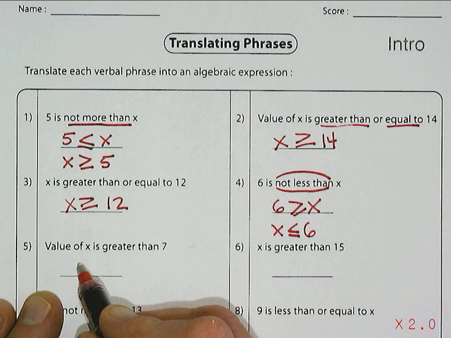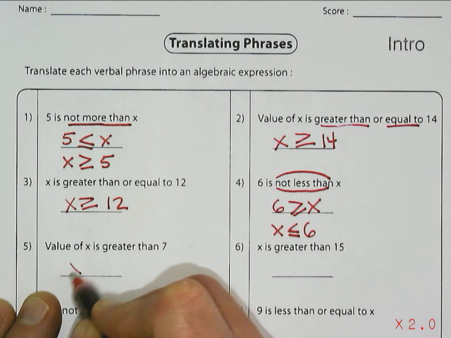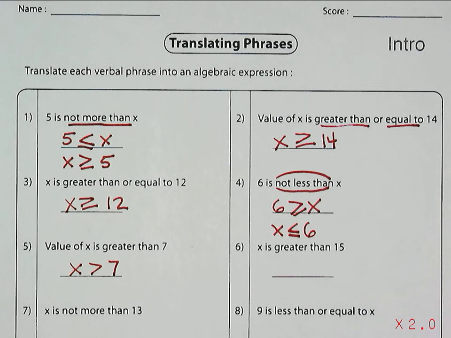Sometimes, again, they're pretty straightforward. The value of x is greater than 7. So x is greater than 7. Just have to write it out as it's spoken.